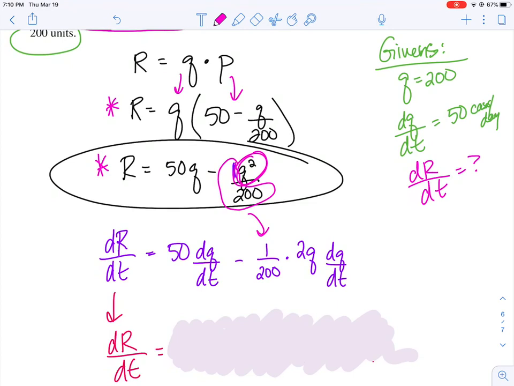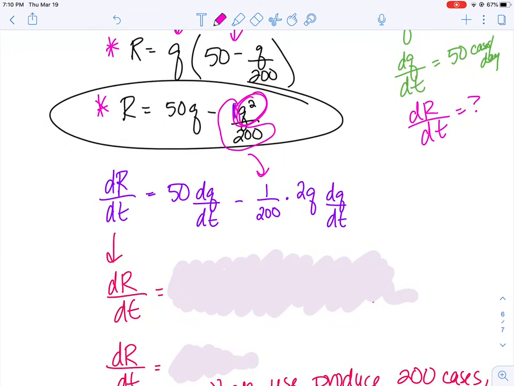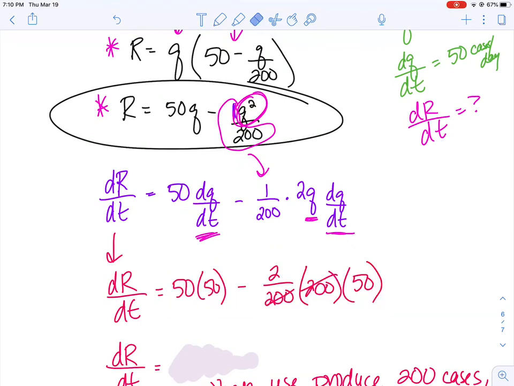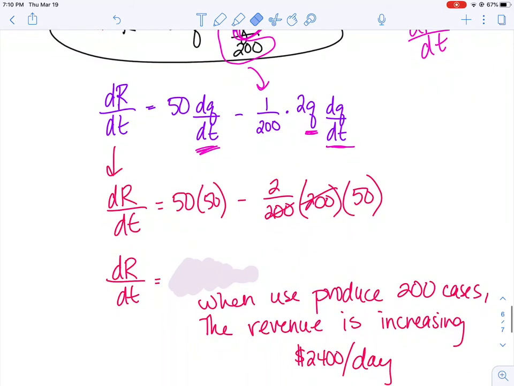All right, we've got a lot of variables. We're not really sure what dR/dt is. That's what we're actually trying to find. Do we have a dQ/dt? Oh yeah, wasn't that the 50 cases per day? We do have a Q. Wasn't that the 200? And so I should be able to plug in everything, and I should be able to figure out what dR/dt is, the rate at which the revenue is changing. Using my calculator and plugging all my values in, I ended up getting 2,400.